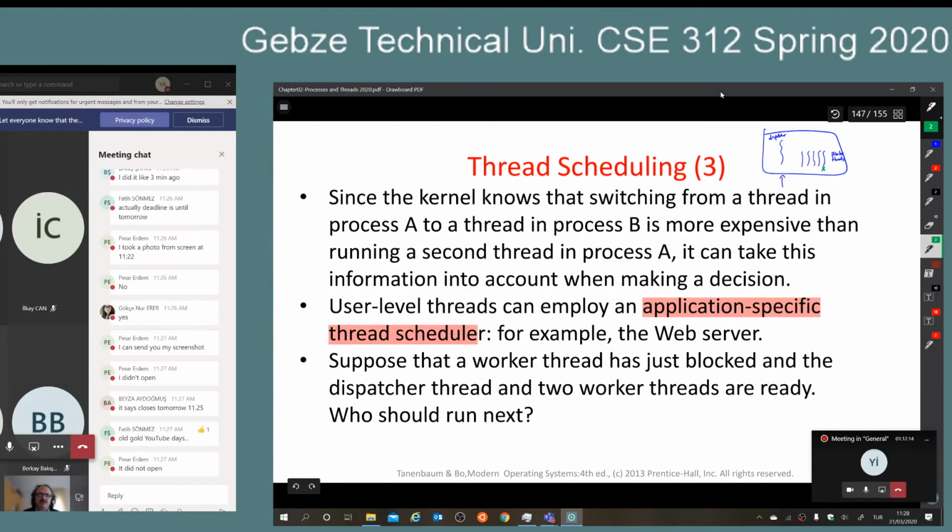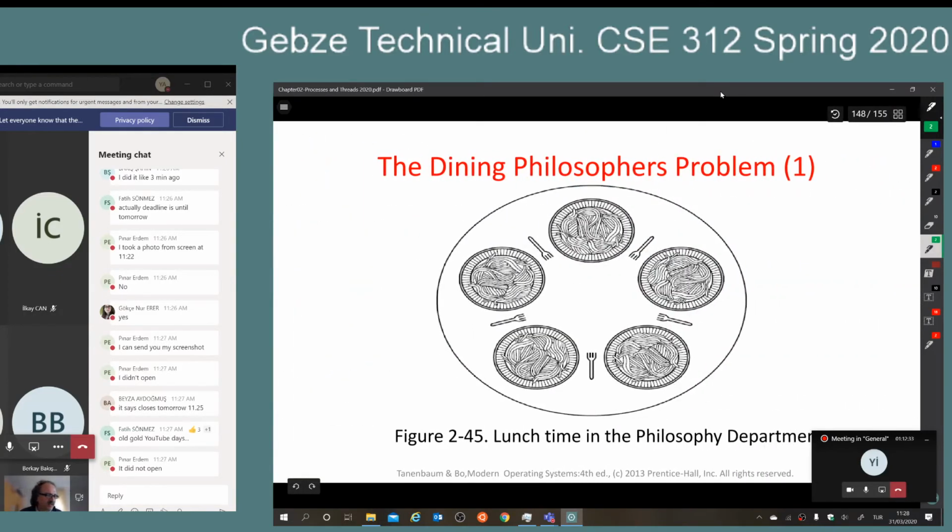Okay, so I think that's it about the scheduling. At the end of the chapter, there are two classical IPC related or process synchronization related examples, and I am going to talk about them. But before that, maybe I should take 10 minutes of break. Okay, so let's take 10 minutes of break. It is 11:28 now. Let's be here at 38.